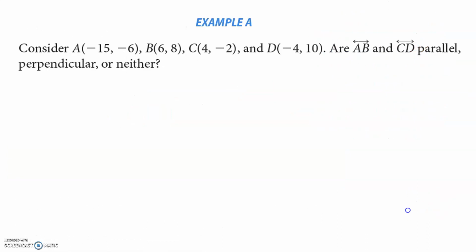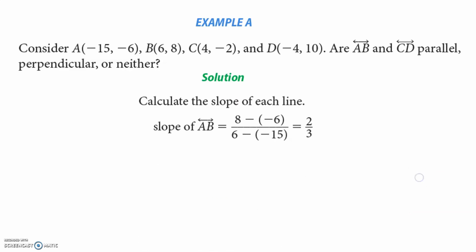Okay, here's an example, a nice easy one. Consider A, B, C, and D have those coordinates. Are AB and CD parallel, perpendicular, or neither? It says, first, I'm going to calculate the slope of each line. So the slope of AB, that's right here and here, would be y sub 2 minus y sub 1, 8 minus negative 6, over x sub 2 minus x sub 1, 6 minus a negative 15.